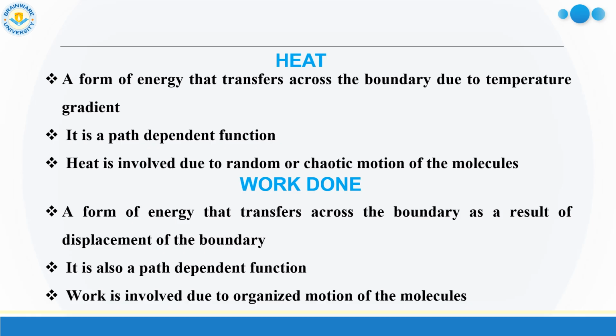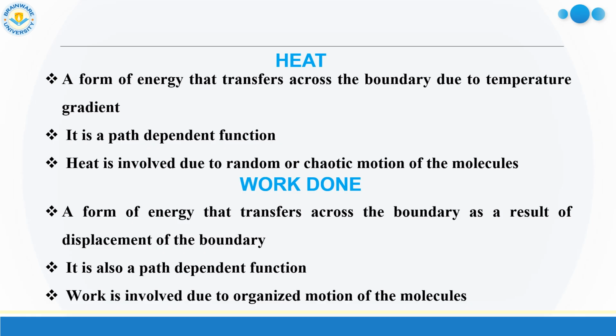Now let us describe two important thermodynamic properties. The first one is heat. Since thermodynamics basically deals with heat flow or heat in transit, we need to get a glimpse of what heat is. This is a form of energy that transfers across the boundary due to a temperature gradient, or a difference in temperature between two parts of the system. And already I have spoken about it being a path dependent function. That means the heat change of the system is explicitly dependent on the path through which the system is transferred from one state to another state, and heat is involved due to the random or chaotic motions of the molecules.